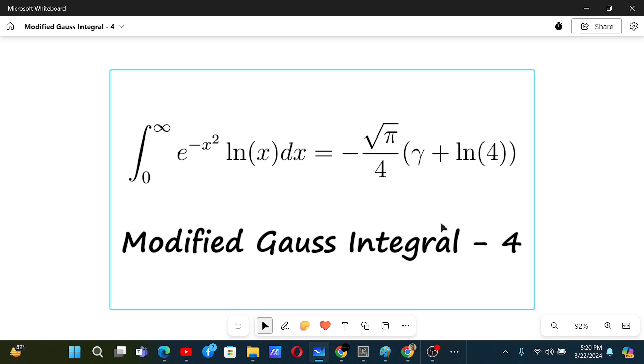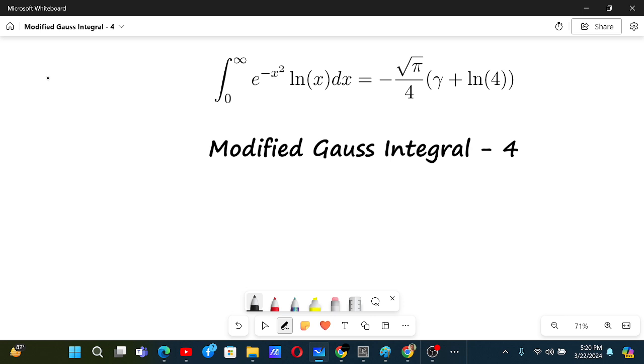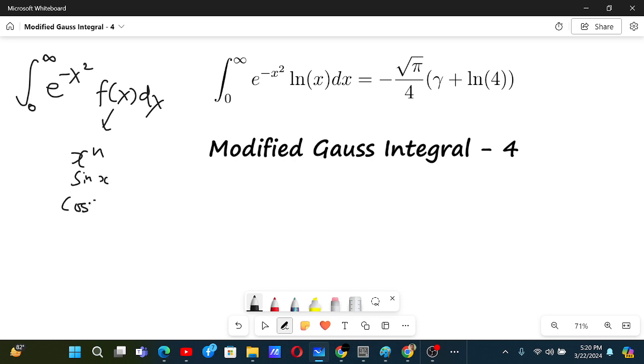Modified Gaussian integral 4. This is basically the fourth video in my series on the modified Gaussian integral, which is supposed to be in this form: the integral from 0 to infinity of e to the power minus x squared times f(x) dx. Till now, in the other three videos, I used f(x) as x to the power n, sin x, cos x, and these functions.